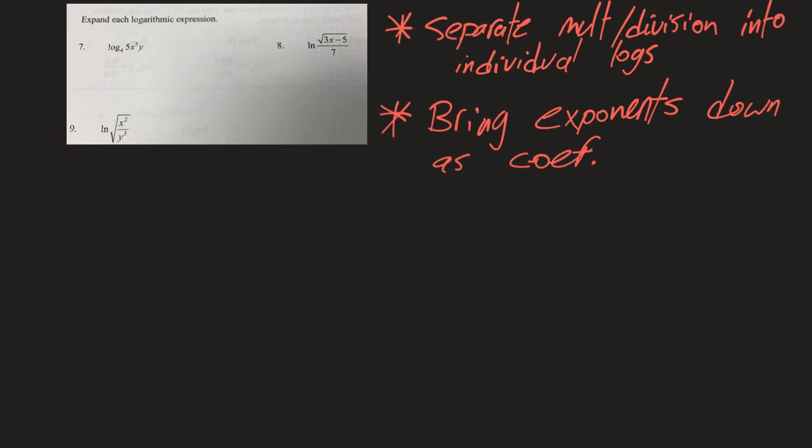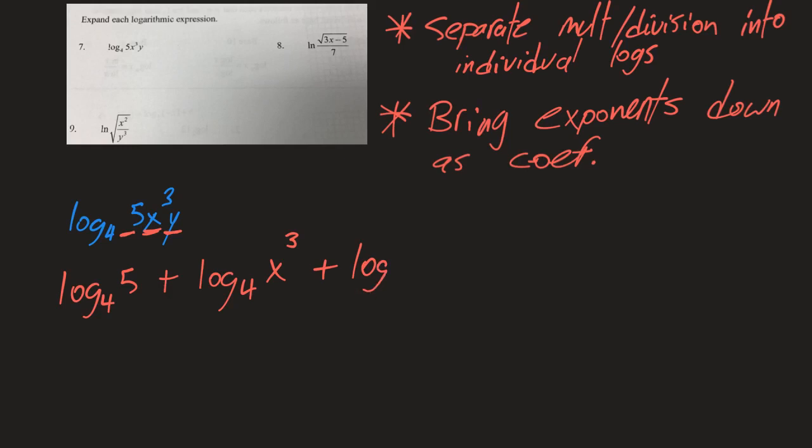Okay, so let's start with number 7 as our example here. So we've got log base 4 of 5x cubed times y. Okay, and I'm going to start by breaking the 3 pieces I see into individual logs. So I see 5 times x cubed times y. So here we go, we're going to break it up. Log base 4 of 5 plus log base 4 of x cubed plus log base 4 of y, sorry.